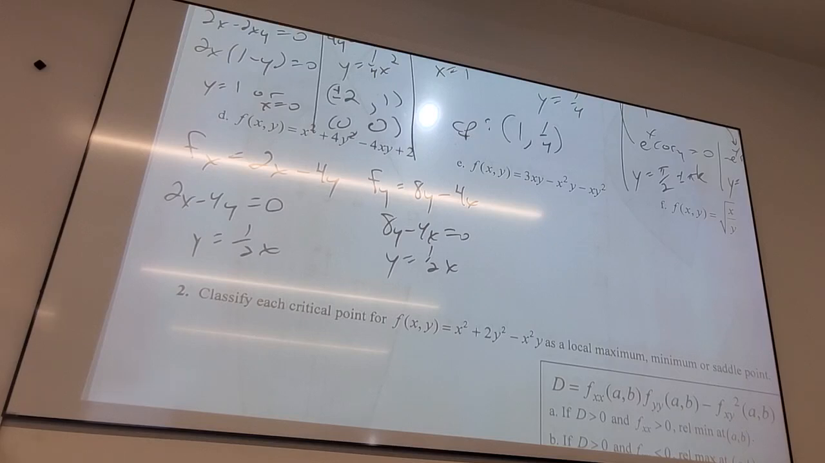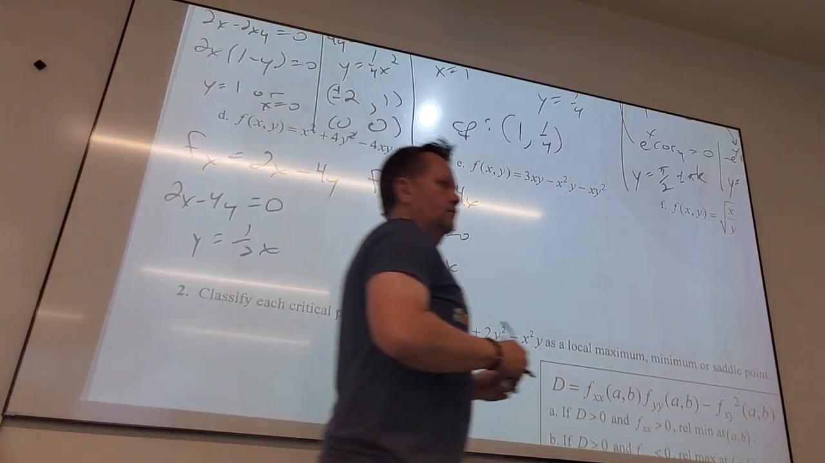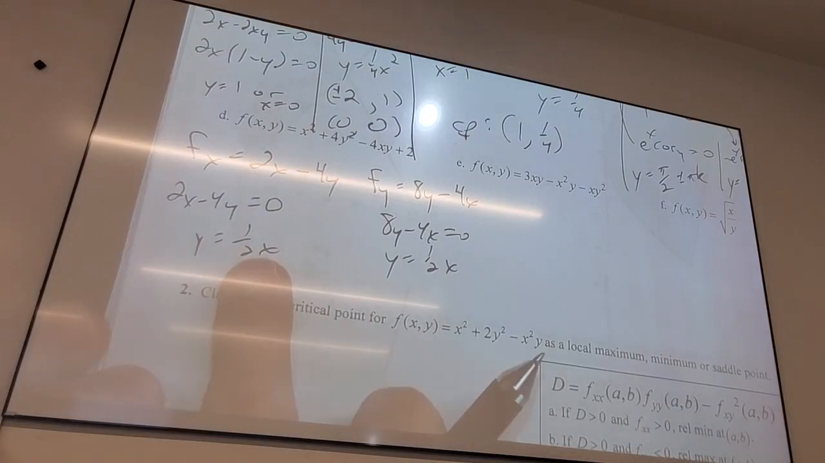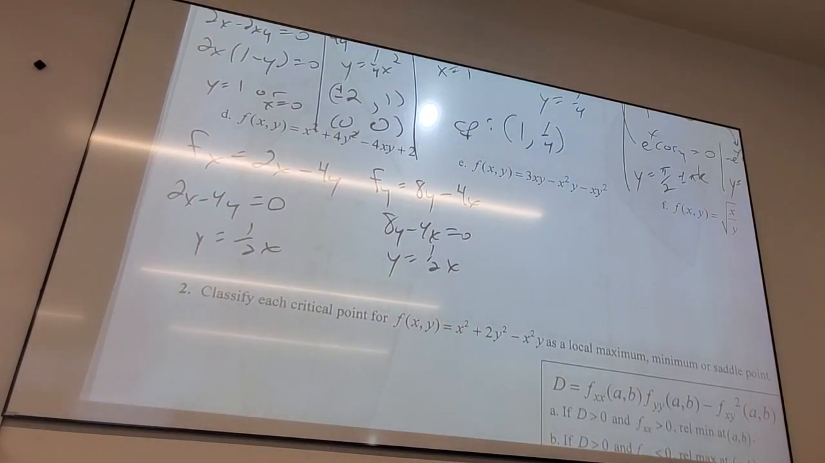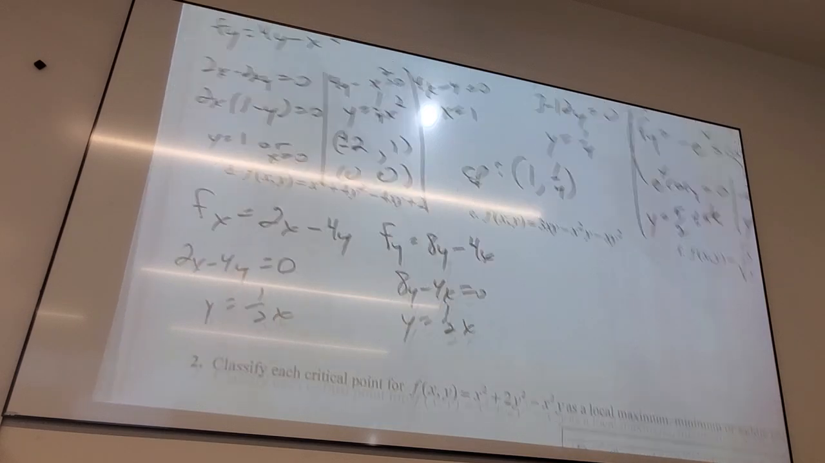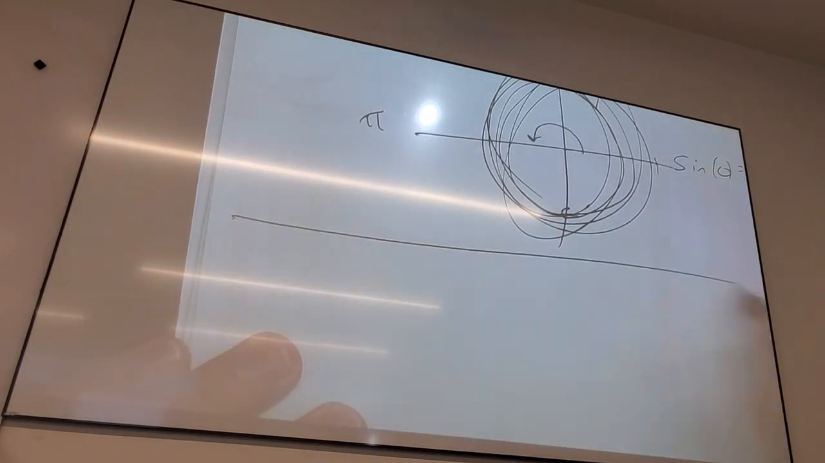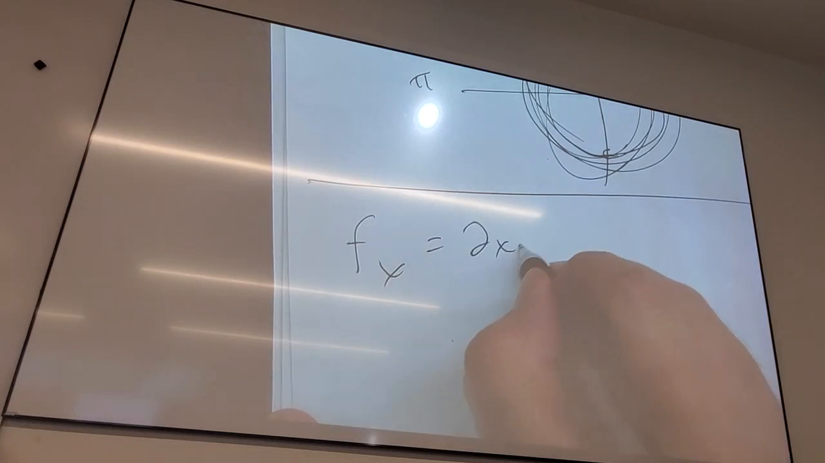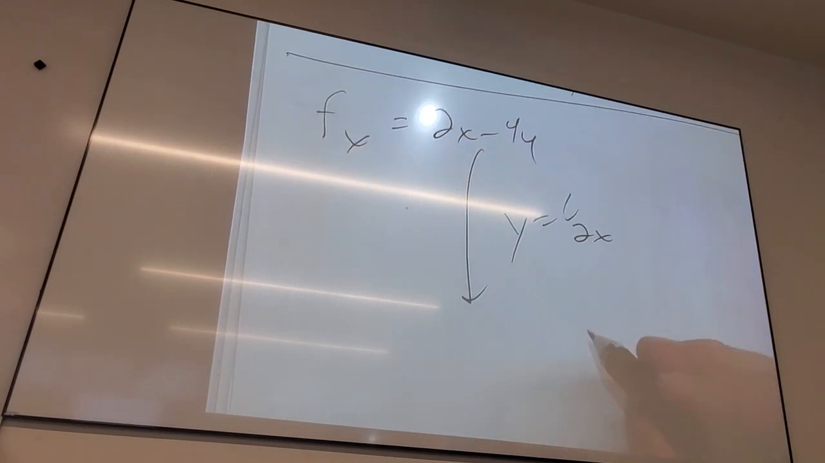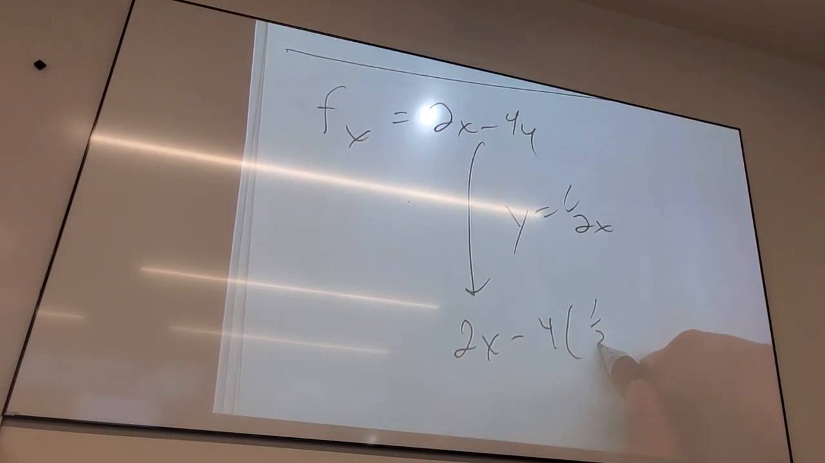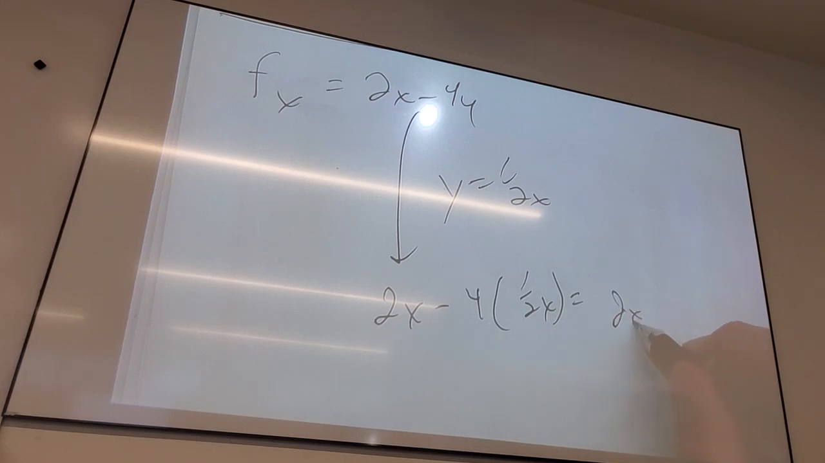All right. So, every point on the line y equals 1/2 x, what does it do to fx? If I made y equal 1/2 x, wouldn't this be 0? Yes? So, try it. Here's fx, and I got y equals 1/2 x. What do I get if I make y equal 1/2 x in that? 2x minus 4 times 1/2 x equals 2x minus 2x, which is 0.